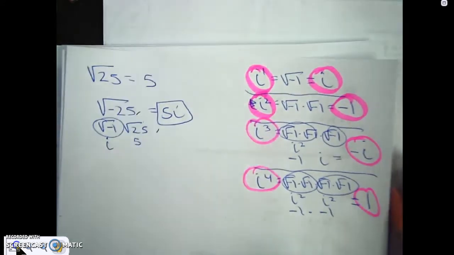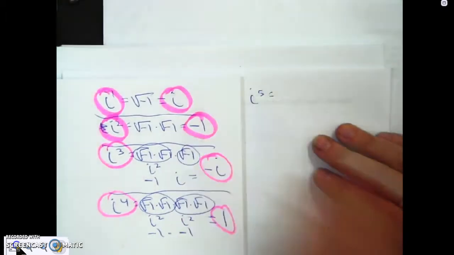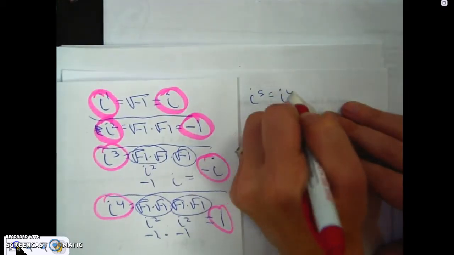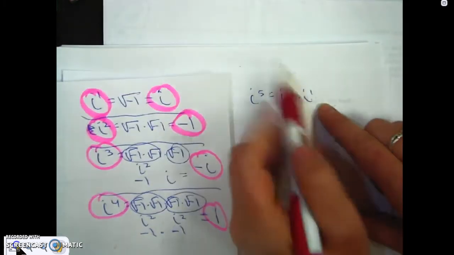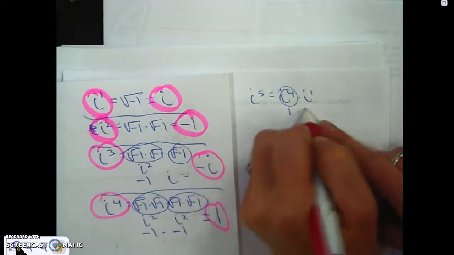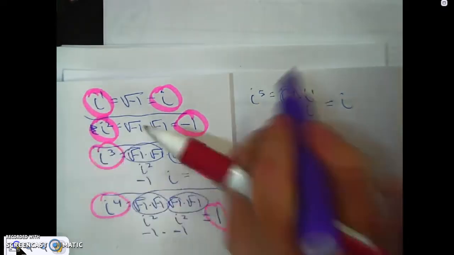All right, I want to show you something. I'm going to put this to the side. And I want to do i to the fifth. What I really want you to see is it's just i to the fourth times i, because there's 4 of them, and 1 of them. Well, what's i to the fourth? i to the fourth is 1. And 1 times i is just i. So i to the fifth is i.